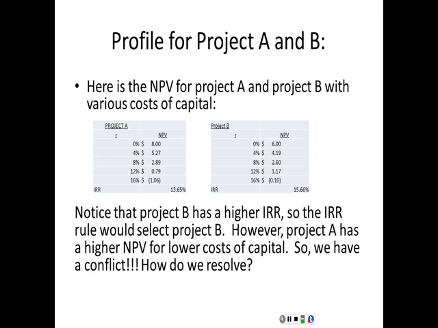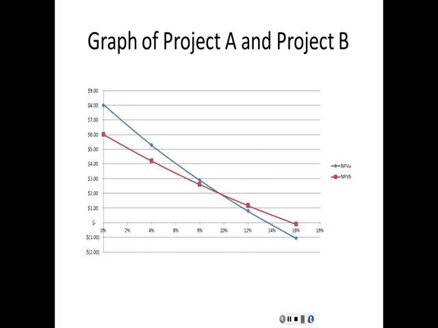Look at the IRR of each project. Well, clearly, B has a higher internal rate of return. So using the IRR rule, it would be a hard and fast decision to take project B. So we have a conflict here. And the question is, which rule do we use, or how do we resolve this? Well, we're going to go with the NPV rule.